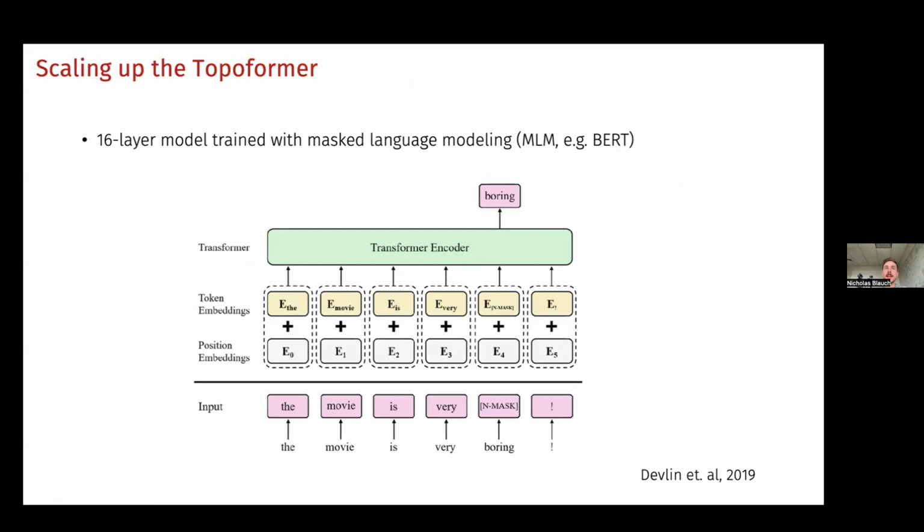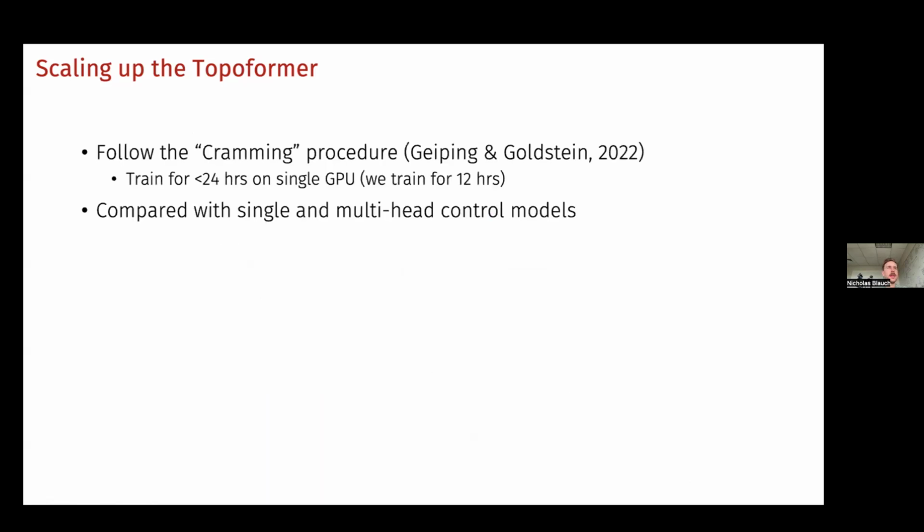The next thing we did was scale this up to a BERT model. Taha's also worked a little bit with GPT models, but the BERT one was easier to get going, so that's what we put in the paper. It's a masked language modeling objective. We followed the cramming procedure, introduced by Geiping and Goldstein, a nice approach for training large language models as an academic with limited compute. The idea is to see how far you can get in less than one day on one GPU. We trained for 12 hours on an A100.